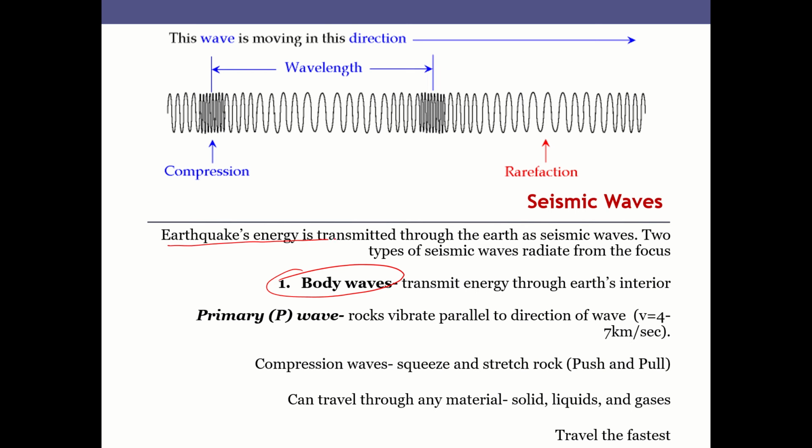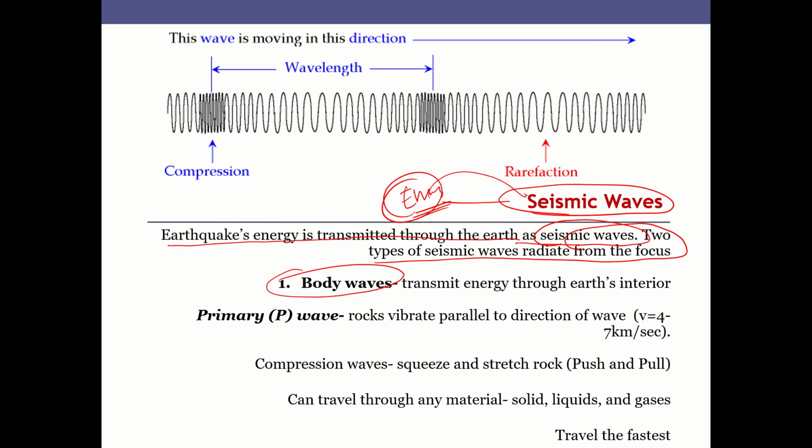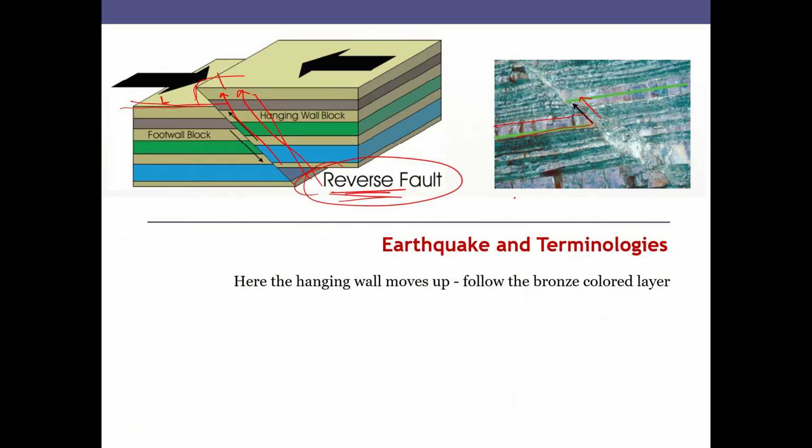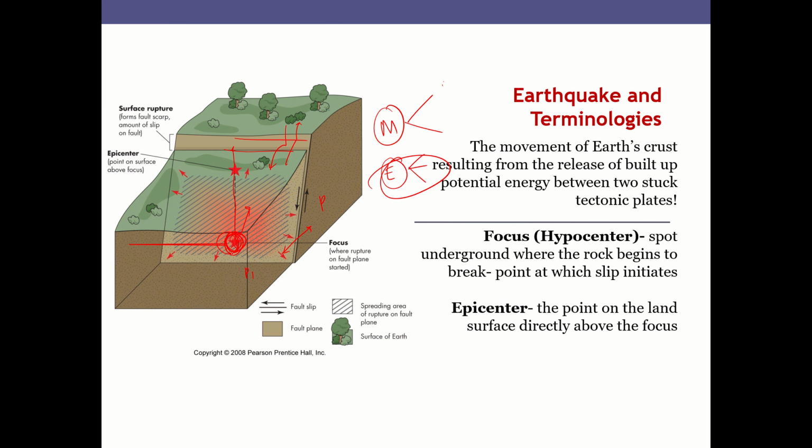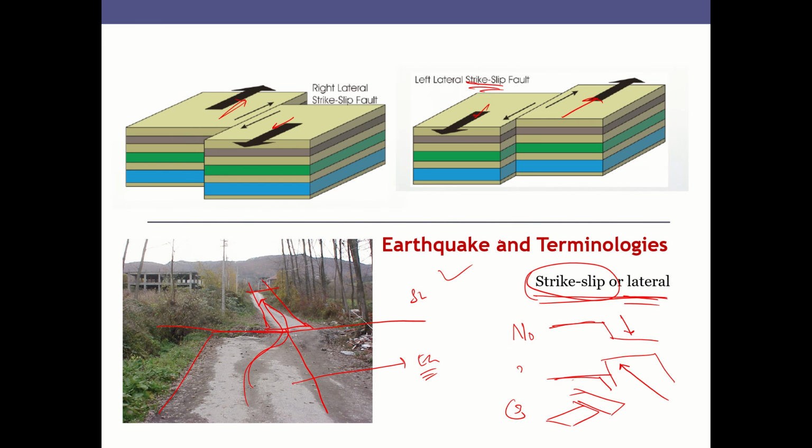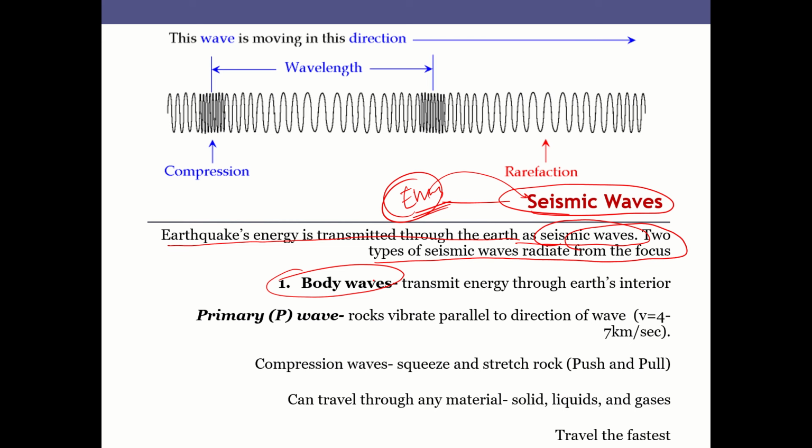So earthquake energy is transmitted through earth as a seismic wave. Two types of seismic waves radiate from the focus. I have synonymously used seismic wave as energy. Energy released, the most appropriate terminology to be used is seismic waves, right? So the seismic wave or seismic energy that is released from here can be classified in two ways. One is called the body waves, and the second one is called the surface waves. What are body waves and surface waves? We'll just quickly see that.